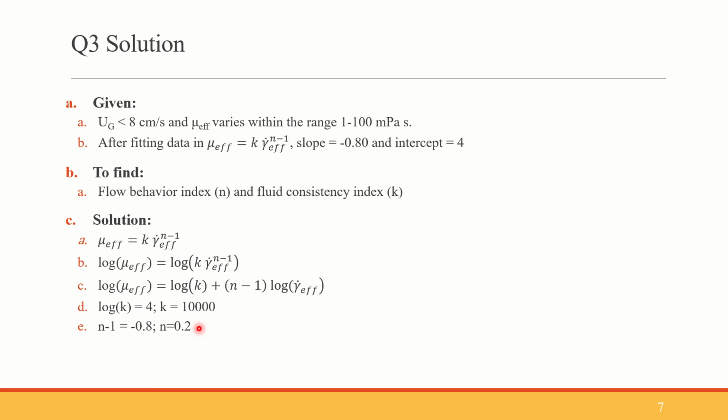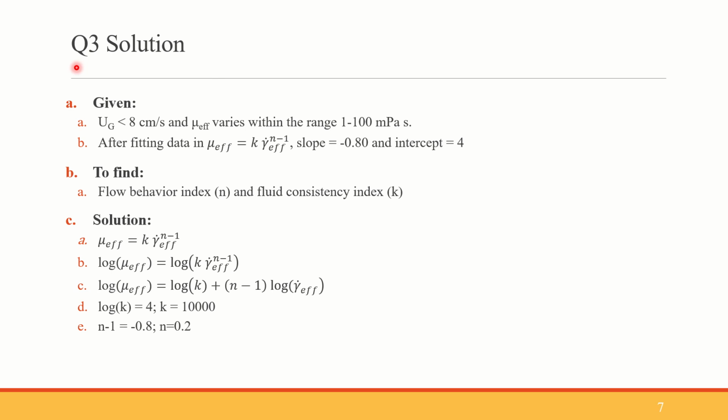Now we'll go through the things again one more time. First, it is given that Ug is less than 8 centimeter per second and mu effective varies within the range of 1 to 100 millipascal second. After putting the data in the given form, mu effective is equal to k into gamma effective to the power of n minus 1. We are given the values of slope as well as the intercept. Slope is minus 0.8 and intercept is 4. Now we are supposed to find the flow behavior index and flow consistency index. Both the factors are given in the equation itself, so we just need to rearrange the equation and get the intercept and the slope.